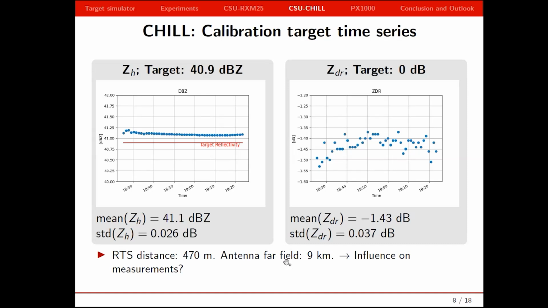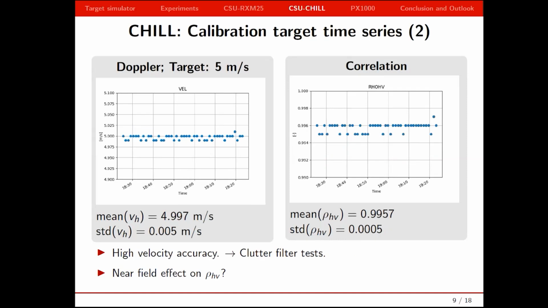I don't know currently where this offset is coming from. It might be a far field effect because this is a huge antenna. The far field is very, very far away. Our measurements were taken at 500 meters, so we need some antenna specialists to decide what the influence of this could be.